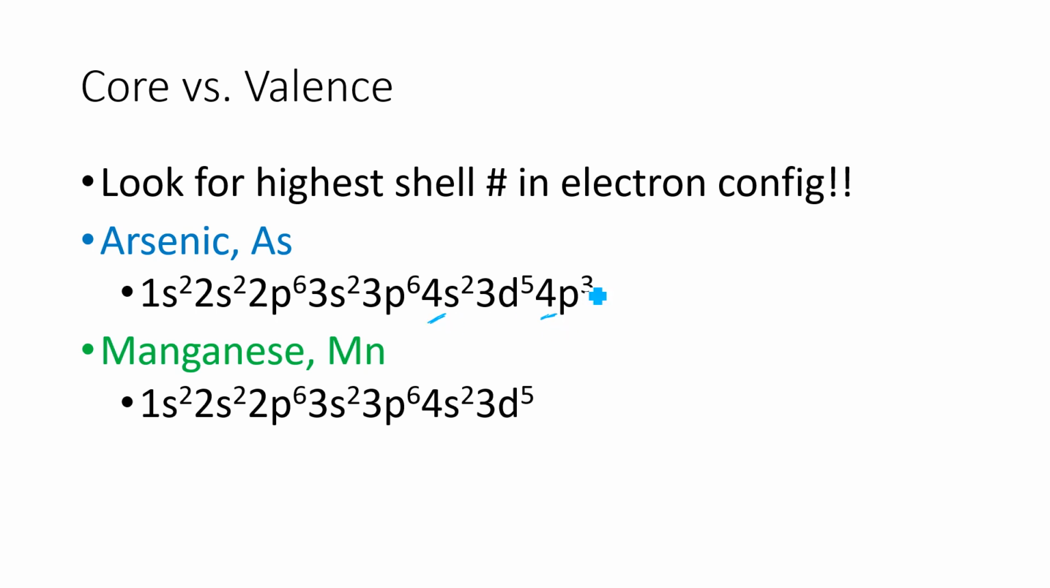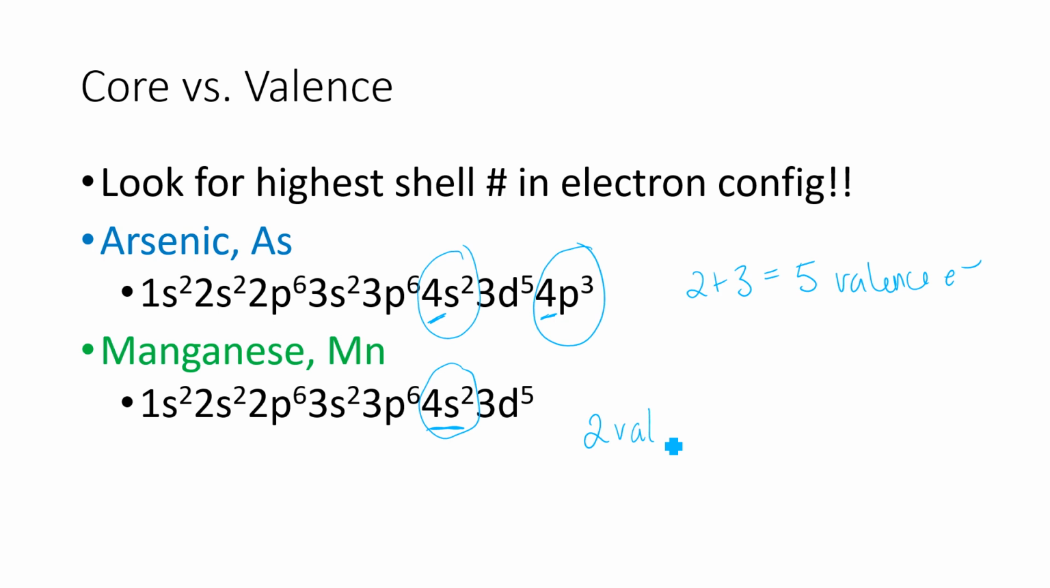And you want to look out because there might be several subshells within that shell. So in this case, there are 2 subshells in the 4th shell. There are 2 electrons over here in the 4s, and there are 3 over here in the 4p. So from this, it looks like arsenic has 5 valence electrons. Notice how these ones right here in the 3d get left out, because they're actually in the 3rd shell. They're actually core electrons. Manganese, over here, its highest shell is the 4s, so it has 2 valence electrons.